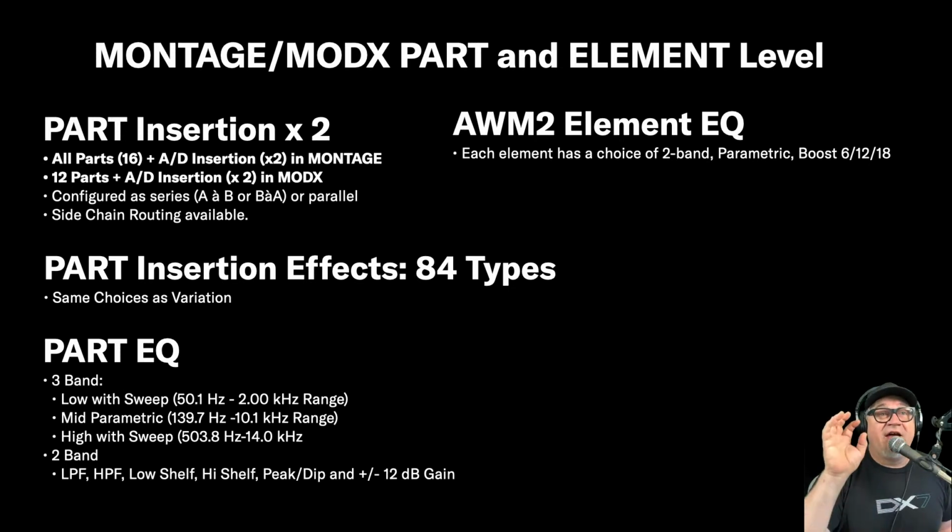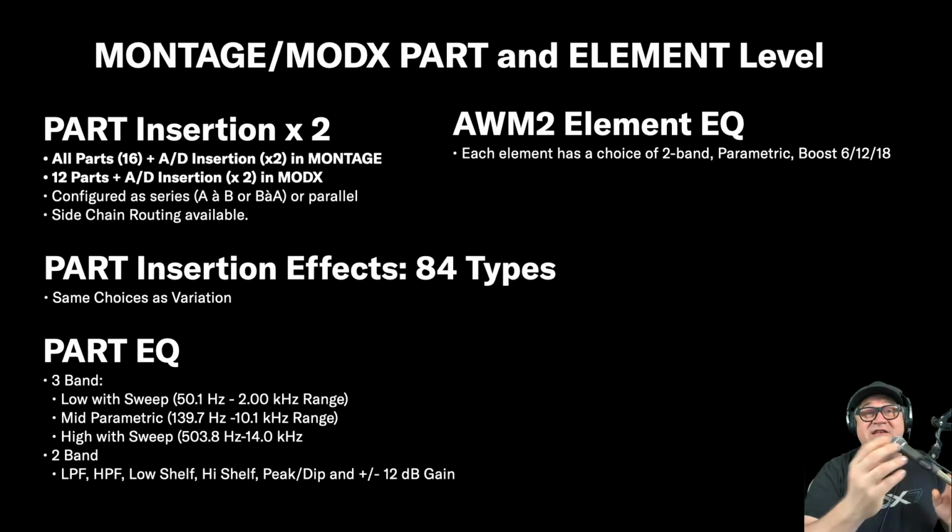And then lastly, on AWM, there's a tiny little element EQ in there too that gives you a choice of a 2-band, a parametric, and a boost of 6, 12, and 18. 18 dB boost, really? That's a whole lot of boost. I recommend danger when you mess with an 18 dB boost on anything, but sometimes it is helpful to have that, especially in the drum kits. That's where I'm going to show you these element EQs, because they do allow you to really tweak drum tones and bring things up in the mix and so on. So there you go. There it is.